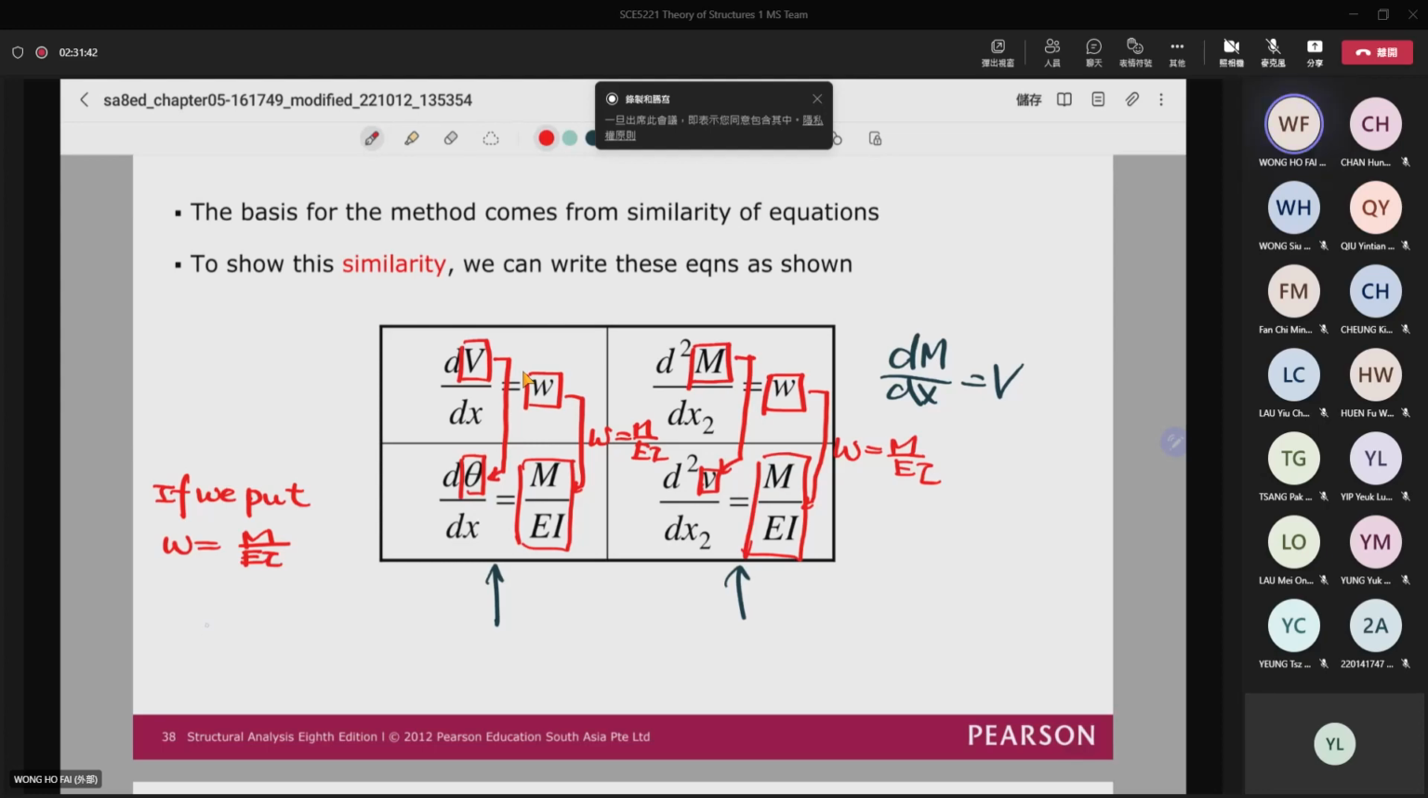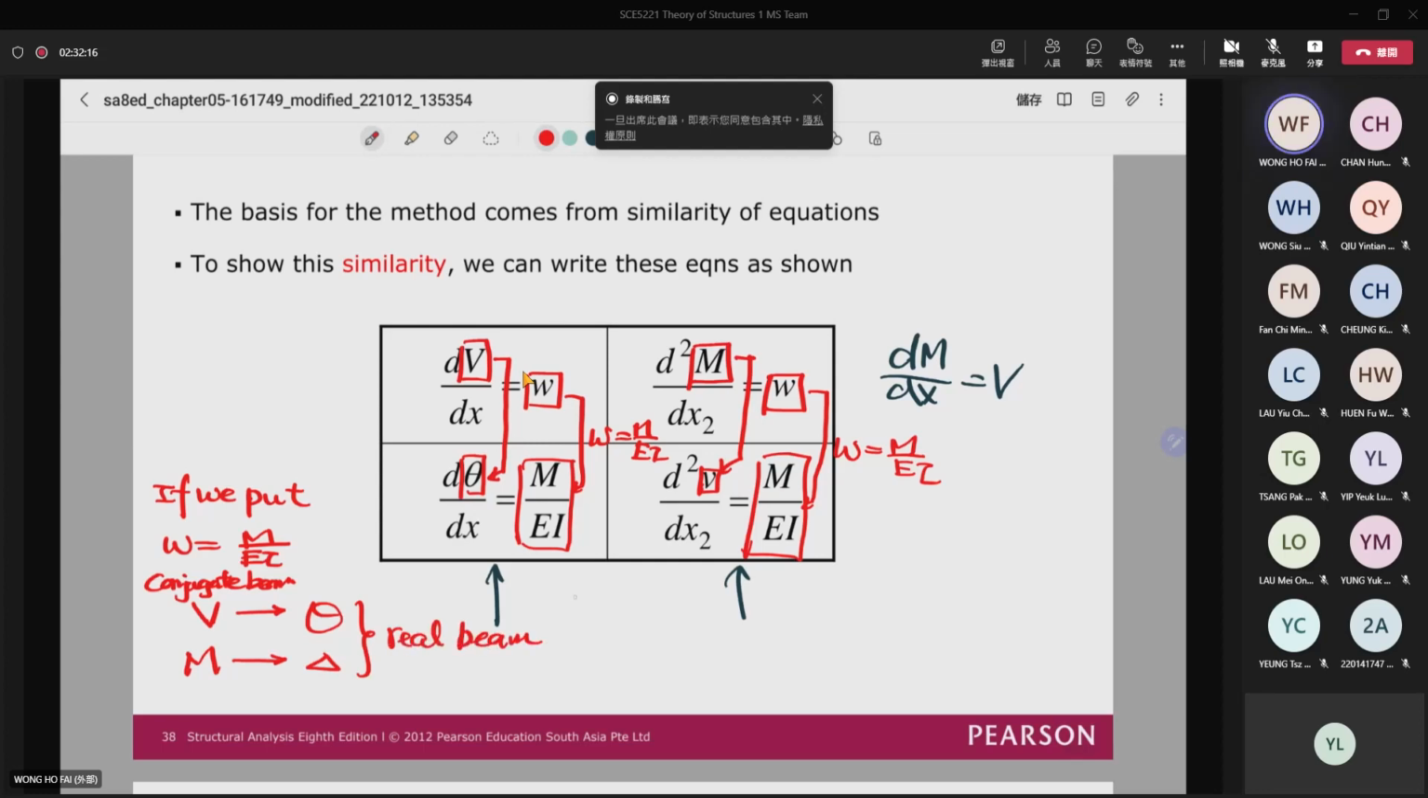Then the shear will be the same as the theta. Then the moment will be the same as delta. So shear and moment of the beam, for that kind of beam, we call it the conjugate beam. And for these two, we call it the real beam.